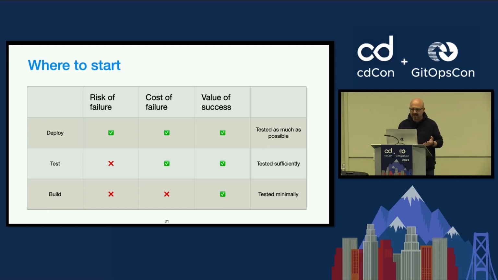The test is medium because the cost of failure is high, since your app has something wrong with it and it's not working. But the value of success is high, because your application is more solid, but the risk of it is a little bit less. The get code and the build, I would say, are low, because the risk of failure and cost of failure are pretty low.